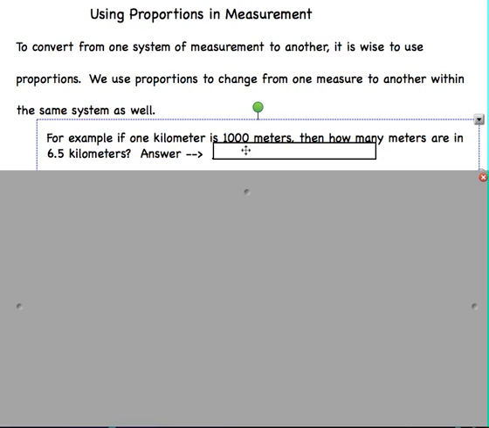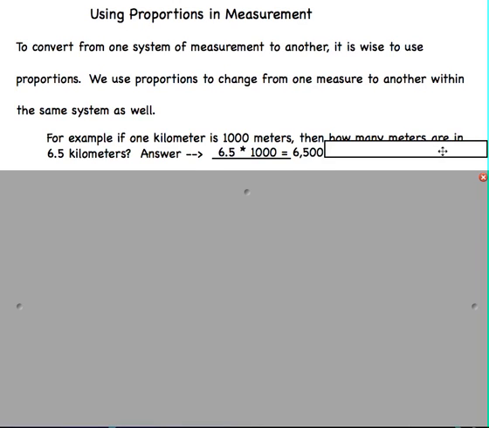So what we would do is cross multiply and solve. So we would take 6.5 and multiply it times the 1,000, then divide by 1. So 6.5 times 1,000 is 6,500 meters.